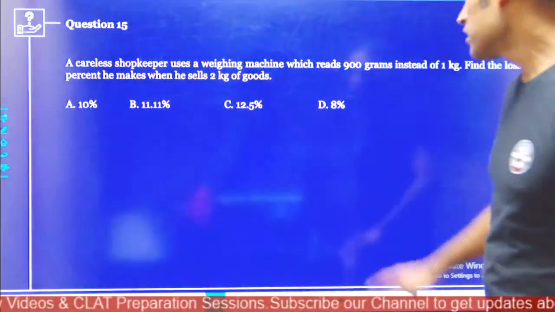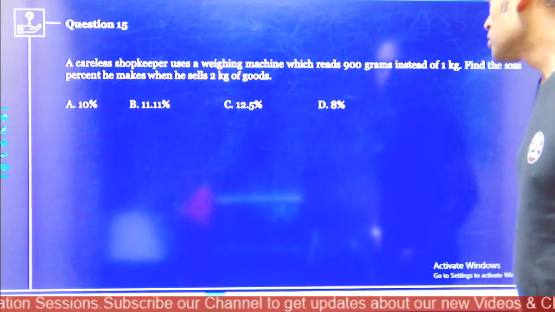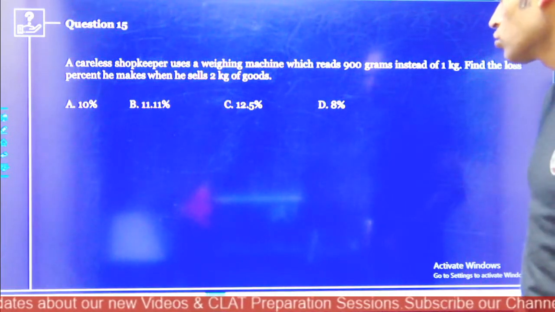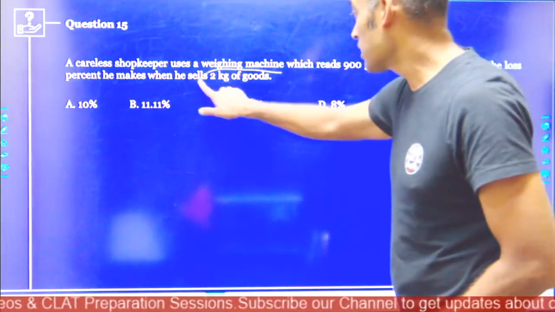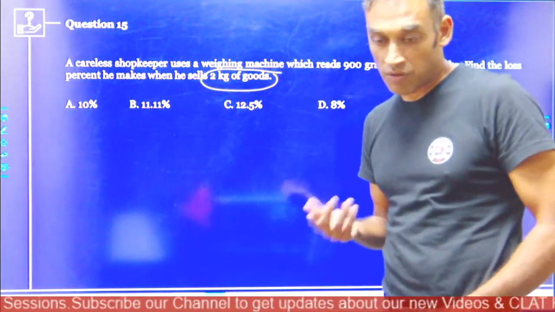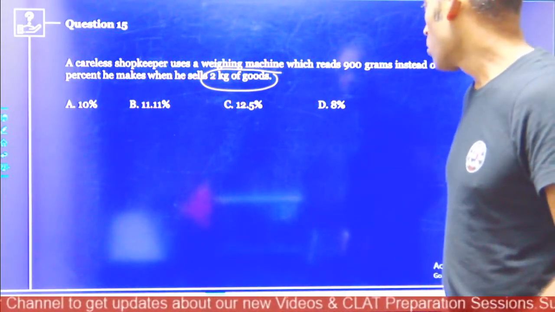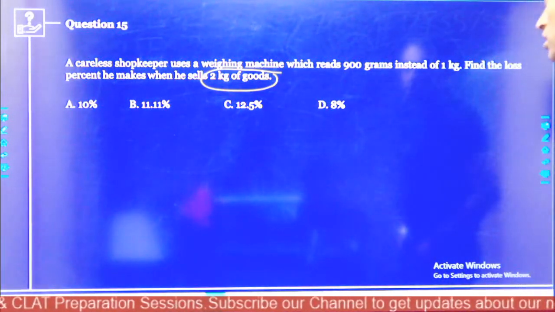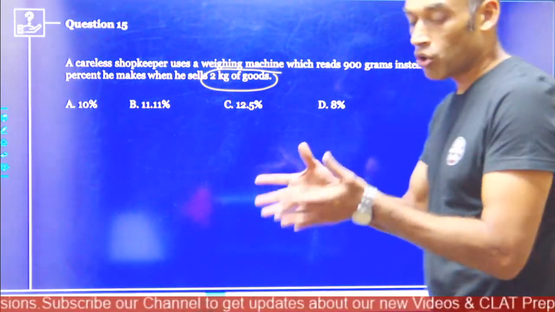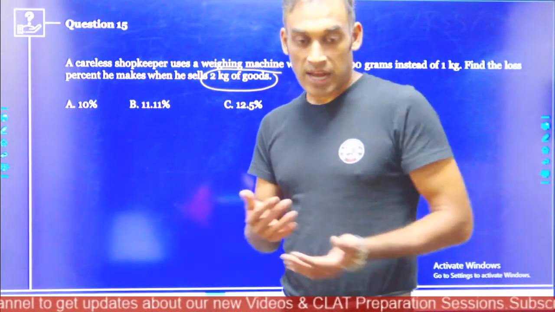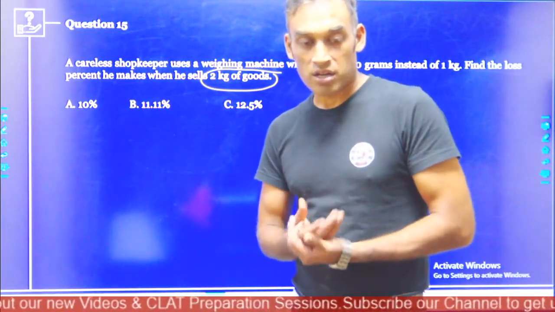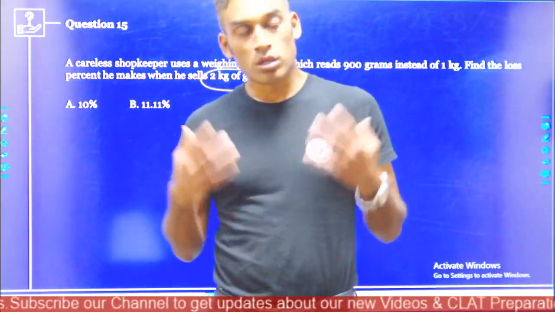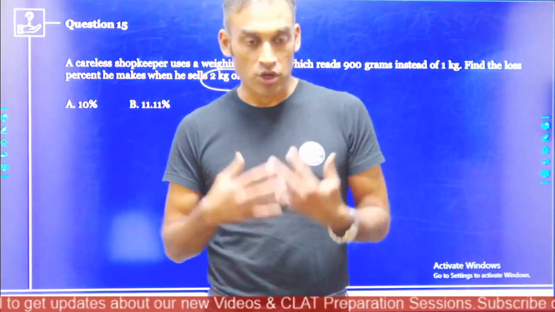Okay. A careless shopkeeper uses a weighing machine which reads 900 grams instead of 1 kilo. Find the loss percent he makes when he sells 2 kg. Irrespective of whether he sells 1 kg, 2 kg, 3 kg, 5 kg, doesn't matter. What is happening here is that he is using a weighing scale which reads 900 grams. So he is giving a kilo worth of stuff, but actually he is charging for only 900 grams. So in questions like this, you think in terms of the investment that you have put in.